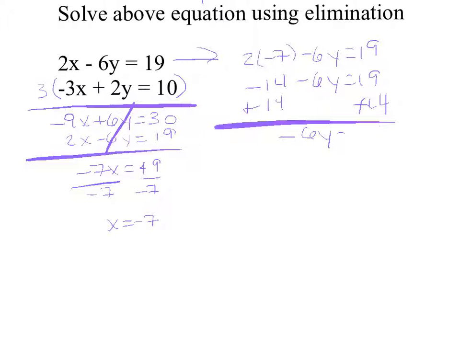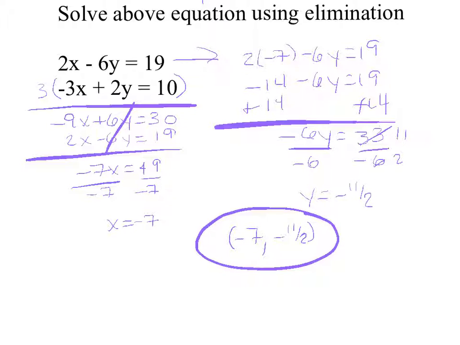Negative 6y equals 33. Divide by negative 6. So y equals, let's see, 3 goes in there 11 times, 3 goes in there 2, so negative 11 halves. So my x value is negative 7, my y value is negative 11 halves, just like we had at the top when we did substitution.